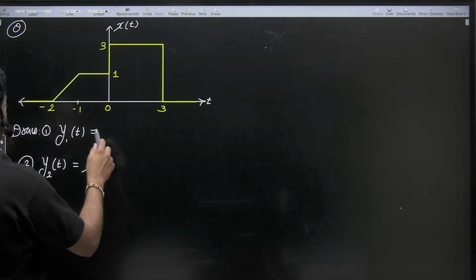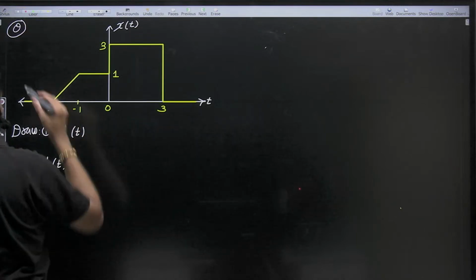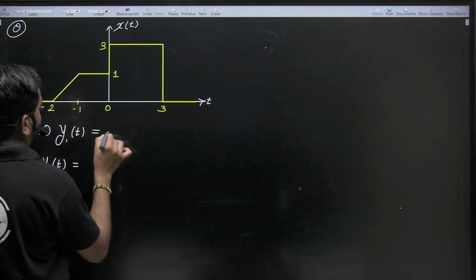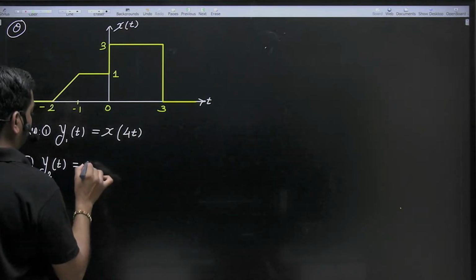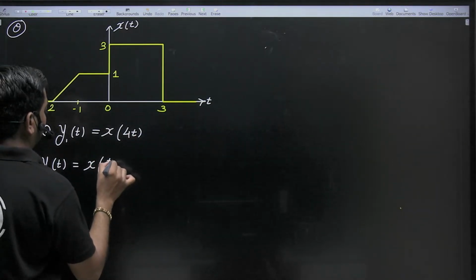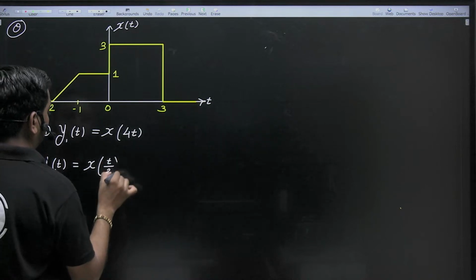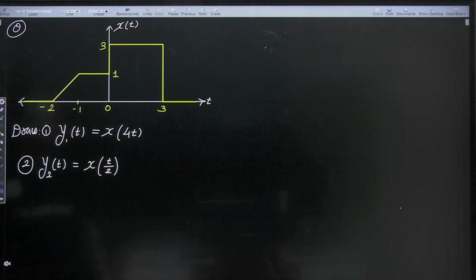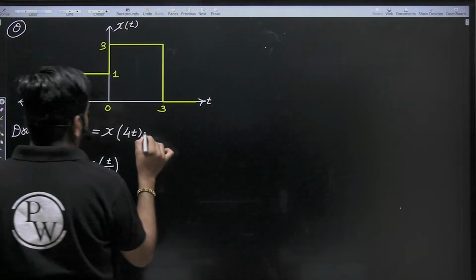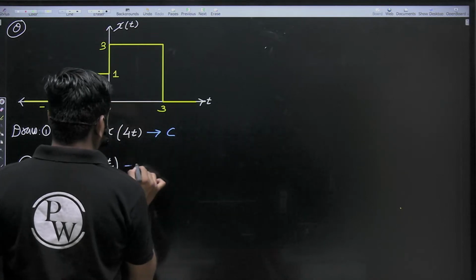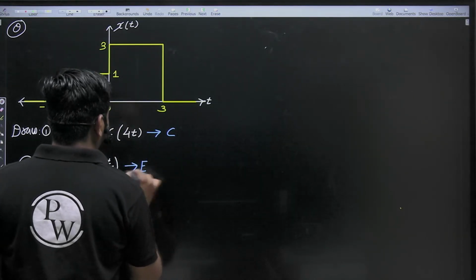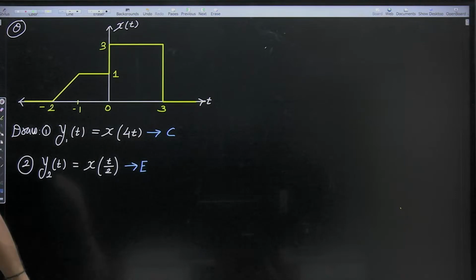Same question. So first I'm asking x of 4t, and here x of t by 2, guys. t by 2. So in the first case it is compression, and in the second case it is expansion. Yes or no? First case compression, second case expansion.